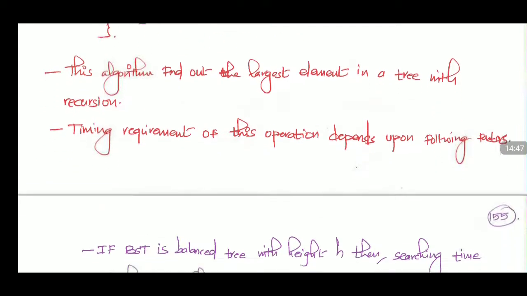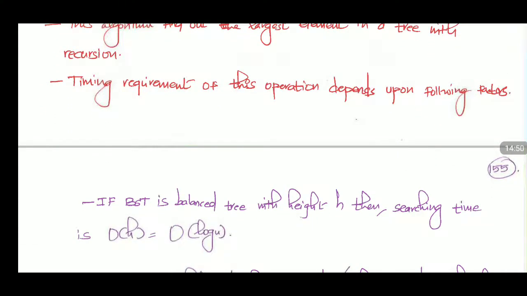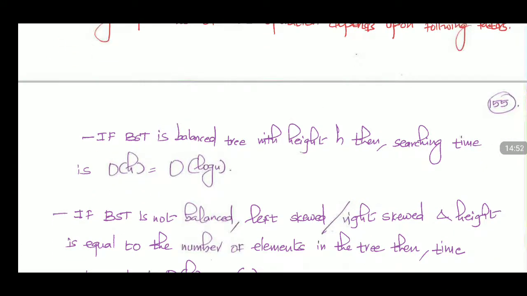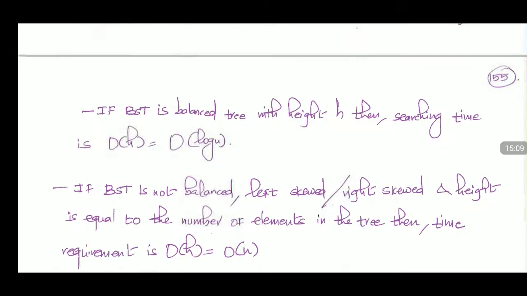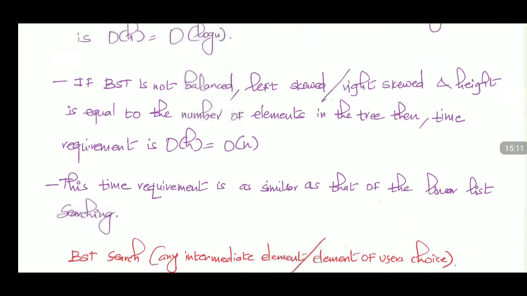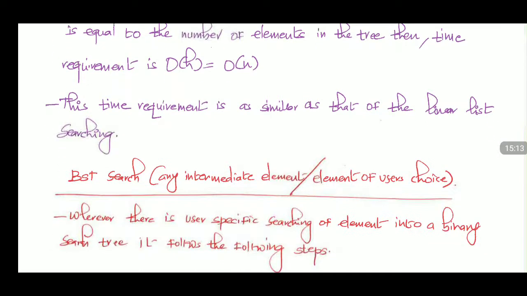So this algorithm will return the largest element through tree traversal, and that too recursively. Then the timing requirement of this operation depends upon the following. The first thing is, if the tree is a complete binary search tree, then the time requirement is equal to the height of the tree, and generally the height of the tree is log n, where n is the number of elements. All other timing analysis is equivalent to finding the smallest element.